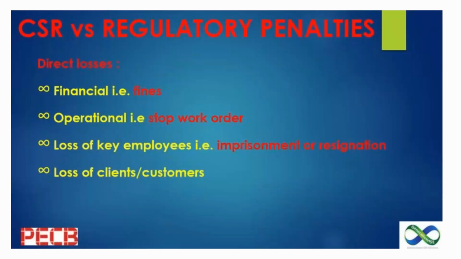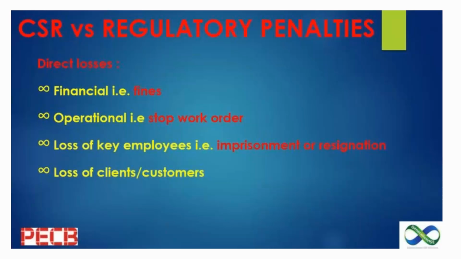Operational loss. For example, if you have a record or history of non-compliance, an agent or agency of the government could issue you with a stop work order. In that case, productivity is altered, and that's also a direct loss to the company.